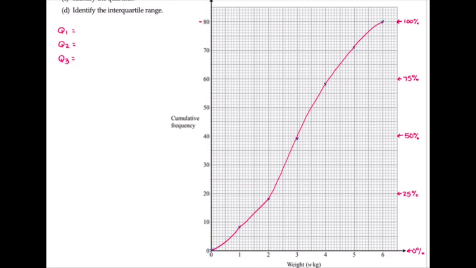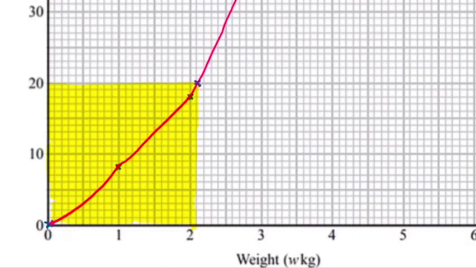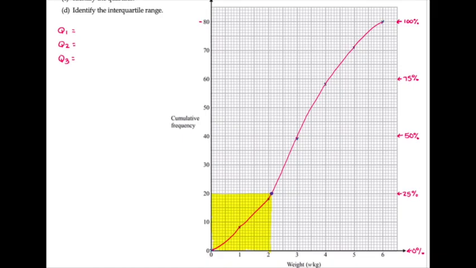So in order for me to find the first quartile, that is 25% of my data. So what am I looking at? Let me see if I can highlight this. I'm looking at this piece, only that piece. So 25% of my data intersects at this location, which is roughly 2.1 kilograms.